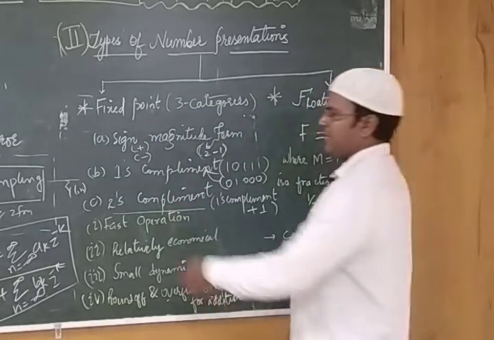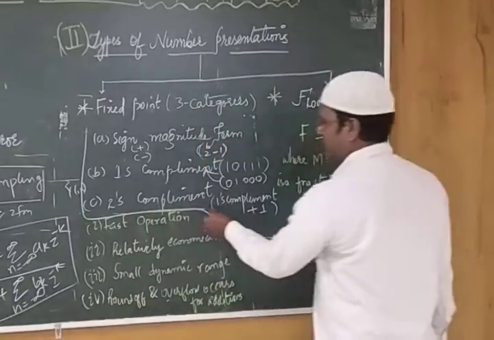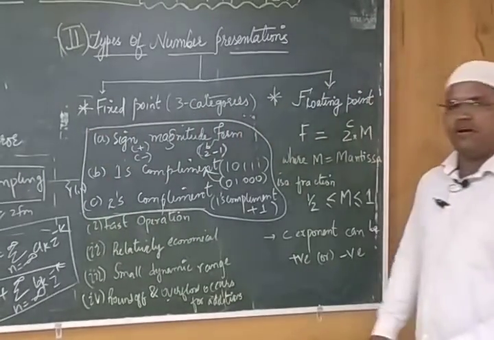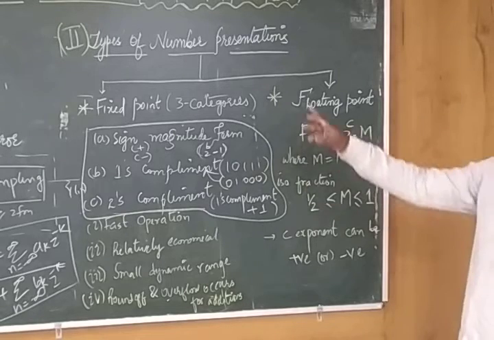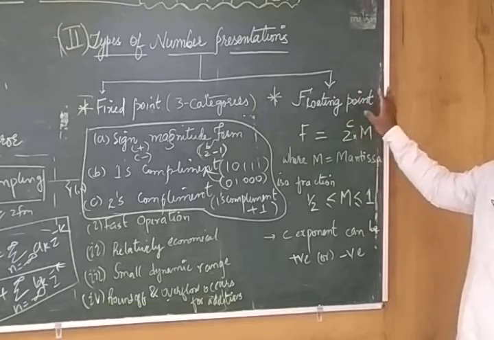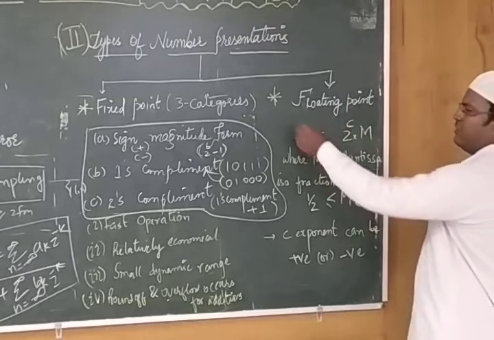Okay, so these are the three categories. We are categorizing into three forms: sign magnitude, 1's complement, and 2's complement. That is there for number representation, right? Similarly, floating point. How do we represent the floating point?